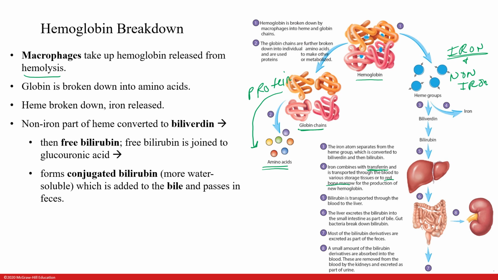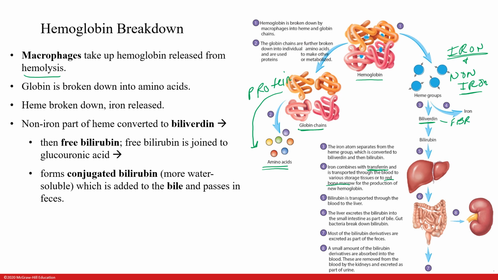The non-iron components are going to go through a series of conversions with the goal of being able to eliminate these waste products from the body. So we're going to start with our non-iron component being converted into a molecule called biliverdin. And biliverdin is going to then be converted into what we call free bilirubin, which I'm going to abbreviate FBR.